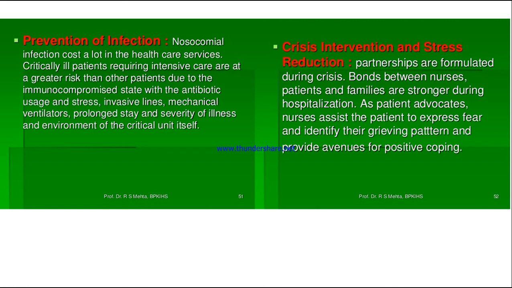They may have fear or anxiety, and they may be depressed. So as a nurse, we have to go and counsel them. We have to talk to those patients if they are stable, and talk to the family members also, and we should help them to express their feelings or fears, and try to bring a positive impact on their life. So that is crisis intervention and stress reduction. We have to reduce the stress of the family and also the stress of the patient.